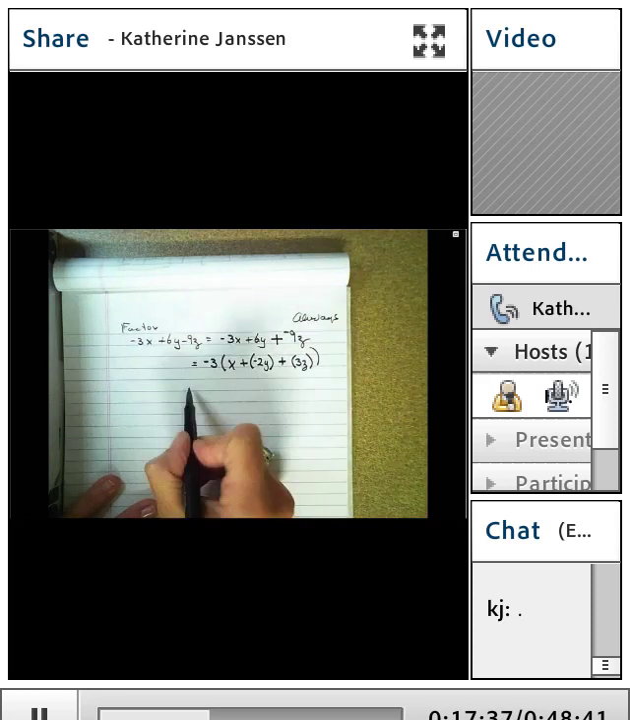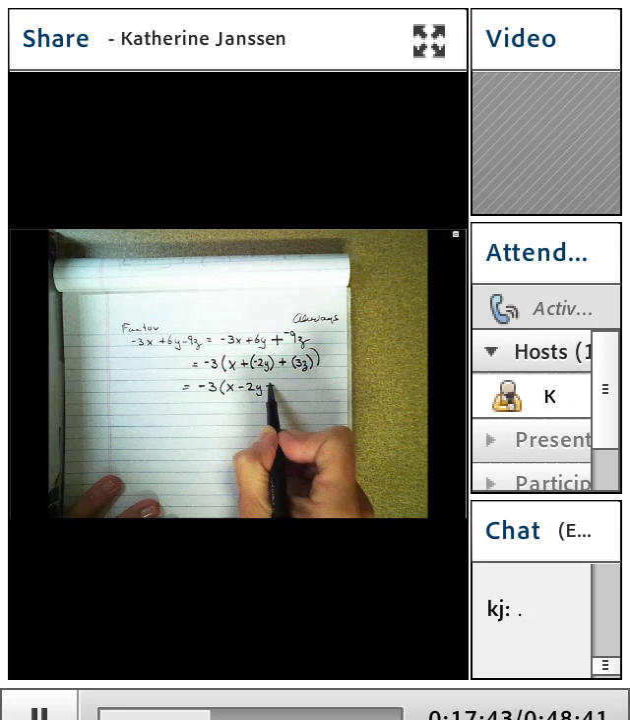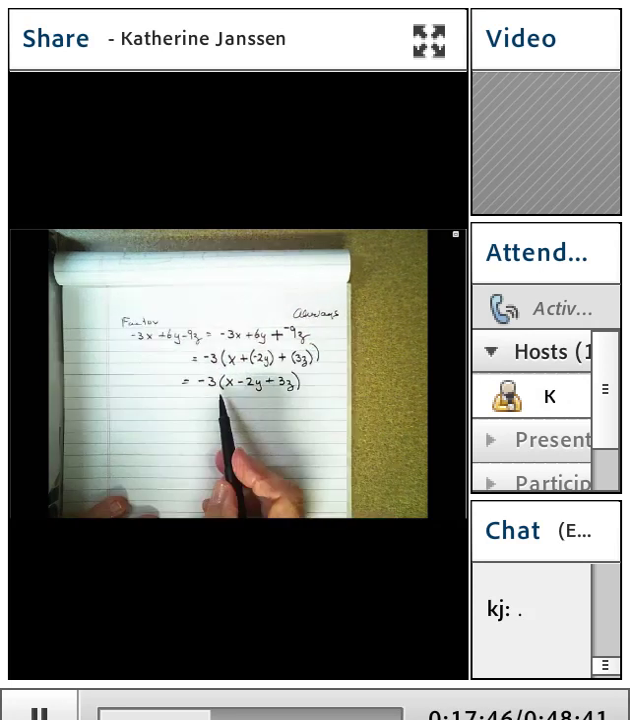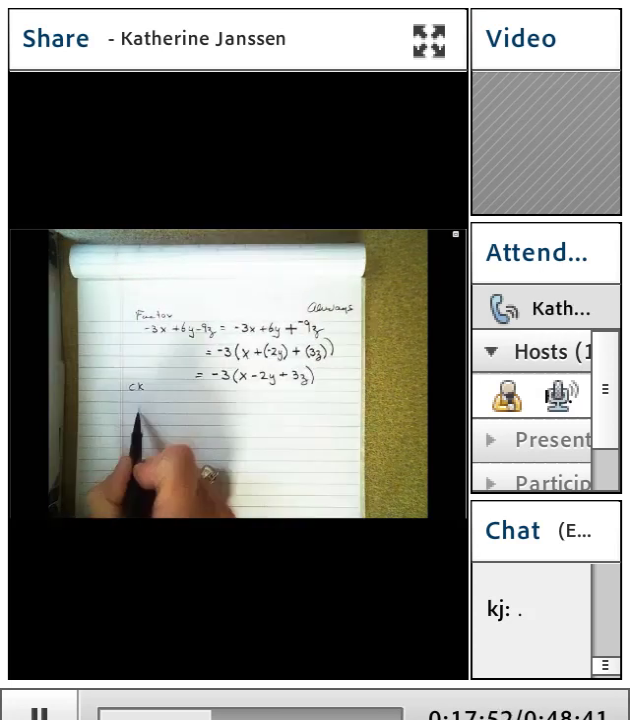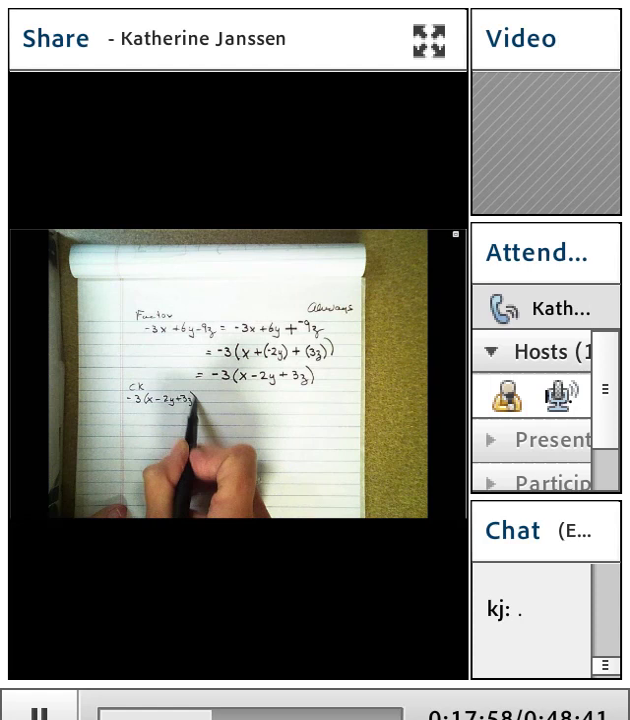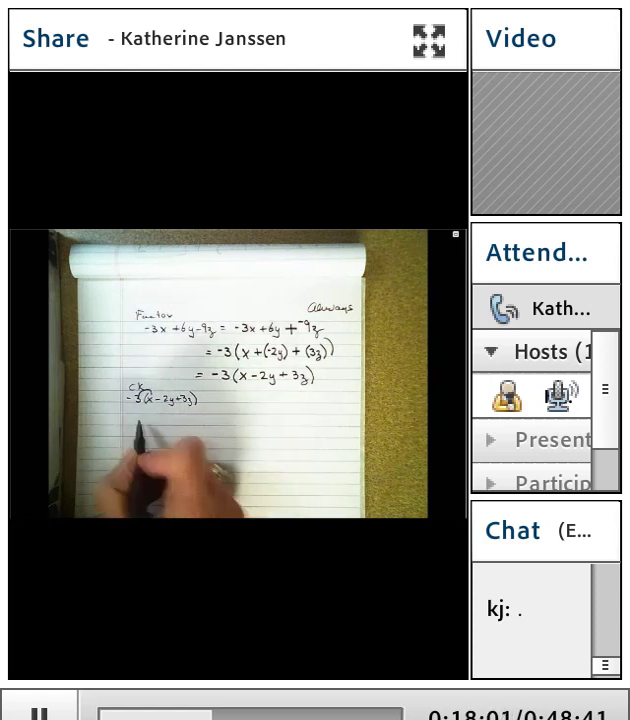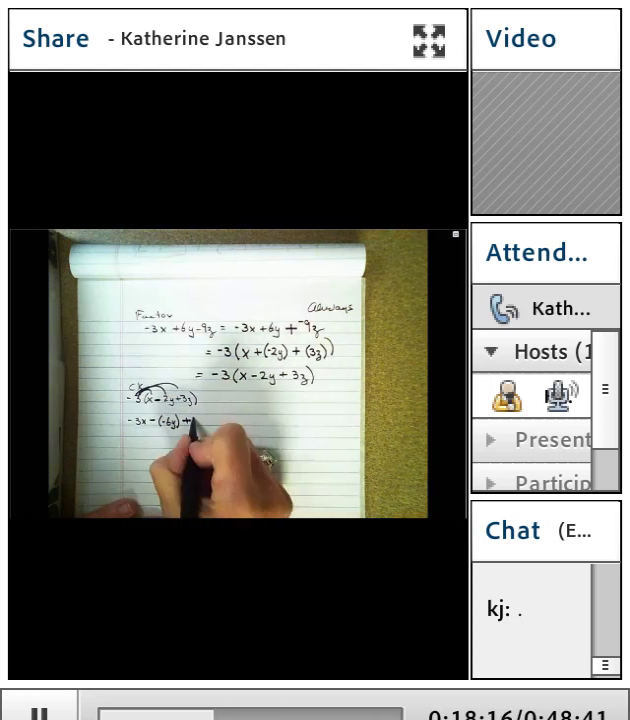Well, let's clean this up a little bit. Negative 3 times the quantity x minus 2y plus 3z. Let's check. Negative 3 times the quantity x minus 2y plus 3z. This is distributive, so negative 3 times the first term is a negative 3x. Pick up your sign. A negative 3 times 2y would be a negative 6y. Pick up your sign. And a negative 3 times 3z would be a negative 9z.